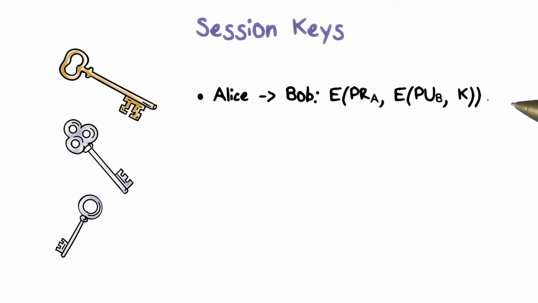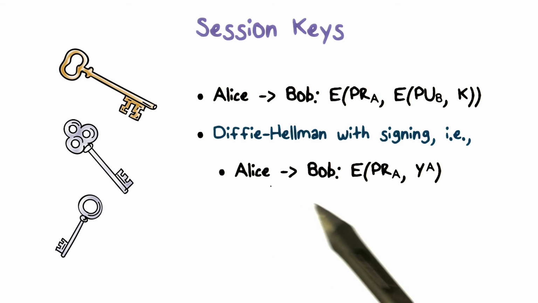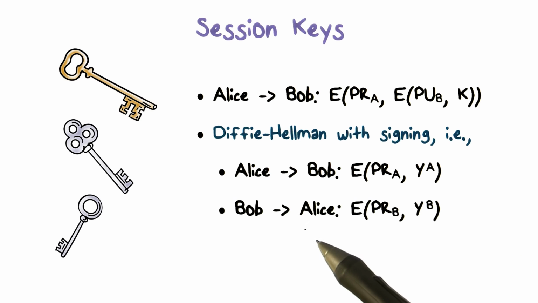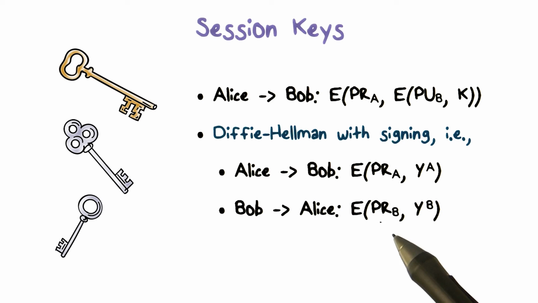Or Alice and Bob can use their private keys to sign the public messages that they exchange in the Diffie-Hellman key exchange protocol. And this can prevent the man-in-the-middle attack. That is, when Alice sends Bob the public message, she signs it. Likewise, when Bob sends Alice the public message, he signs it with his private key.